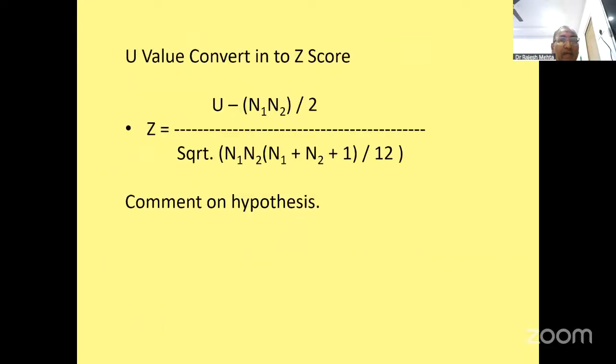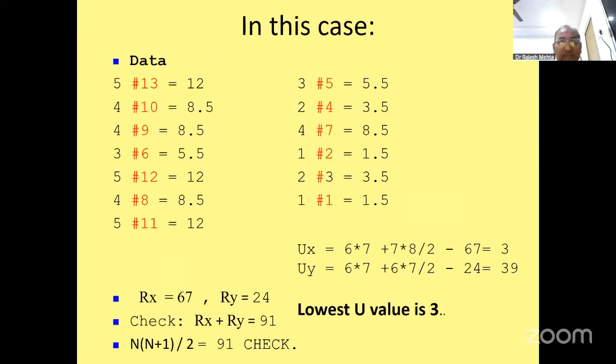This is for converting U into a Z. This formula looks very difficult, but is very simple. N1 is, let's say, 7, N2 is, let's say, 6, and you need to multiply. This is as simple as that. So once you get a U value, you can get a Z value. And out of Ux and Uy, the smaller you are going to take.